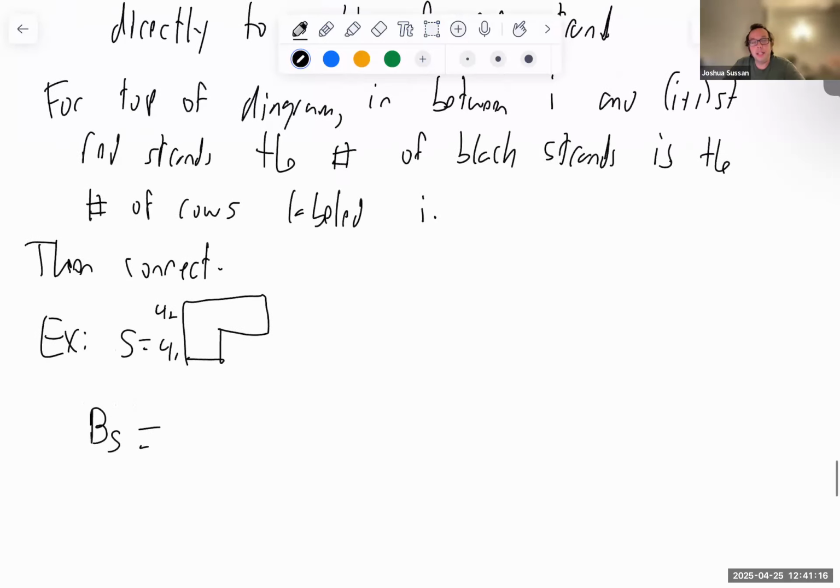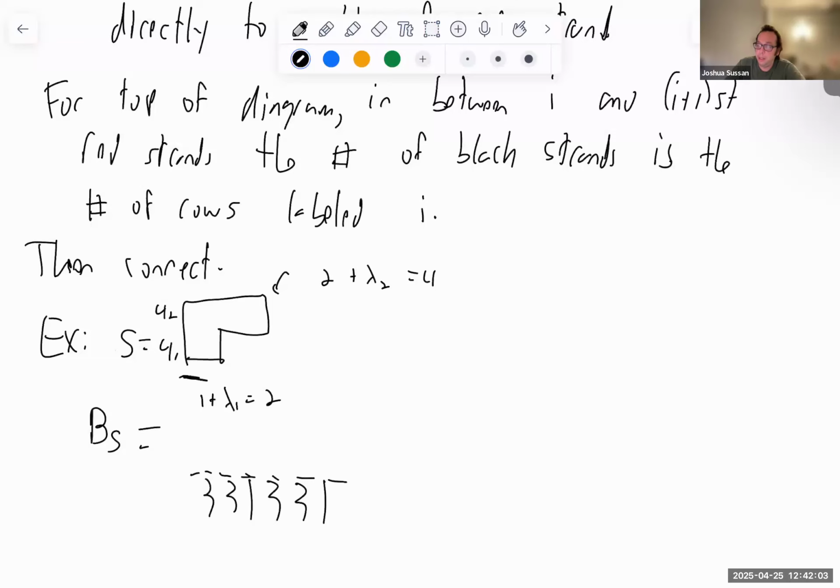Okay, so on the bottom, I need a black strand immediately to the right of the i plus lambda i red strand. Here, 1 plus lambda 1 is 2. So I need a black strand directly to the right of the second red strand. So I have 2 red strands, then a black strand. Here I have 2 plus lambda 2 is 4. So I now need a black strand to the right of the fourth red strand. So I write third red strand, fourth red strand, and then a black strand. Okay, so that's the bottom of our diagram.